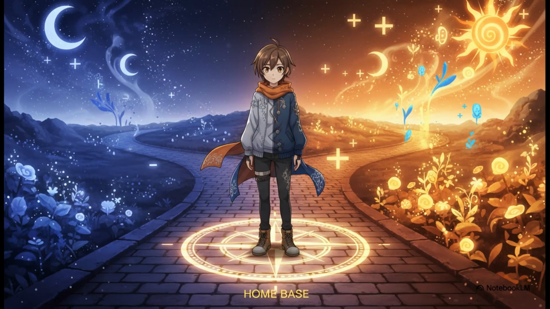Now, what's really cool about this map is that there are only two ways to go. Any movement to the right of home base, well, that's a journey into positive territory. And any movement to the left, you guessed it, that's a journey into the negative zone. Every single point on this line has its own unique number, its own perfect address.